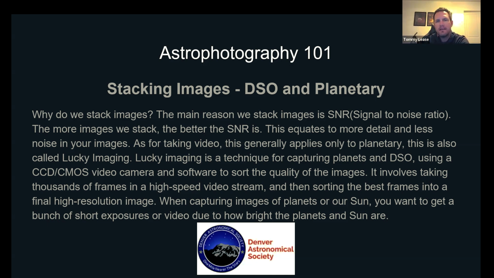Now, lucky imaging is a technique for capturing planets and DSO using CCD and CMOS video cameras and software to sort. Sorry, I screwed up on the slide there, but you use different software to sort the quality of your images. It involves taking thousands of frames in high-speed video and then sorting the best frames into a final high-resolution image. When capturing images of planets and our sun, you want to get a bunch of short exposures or video due to how bright the planets and sun are.